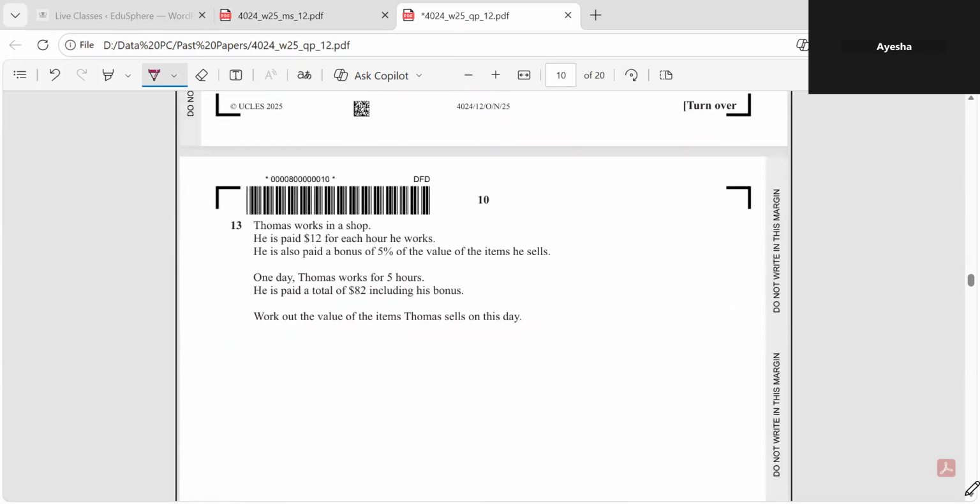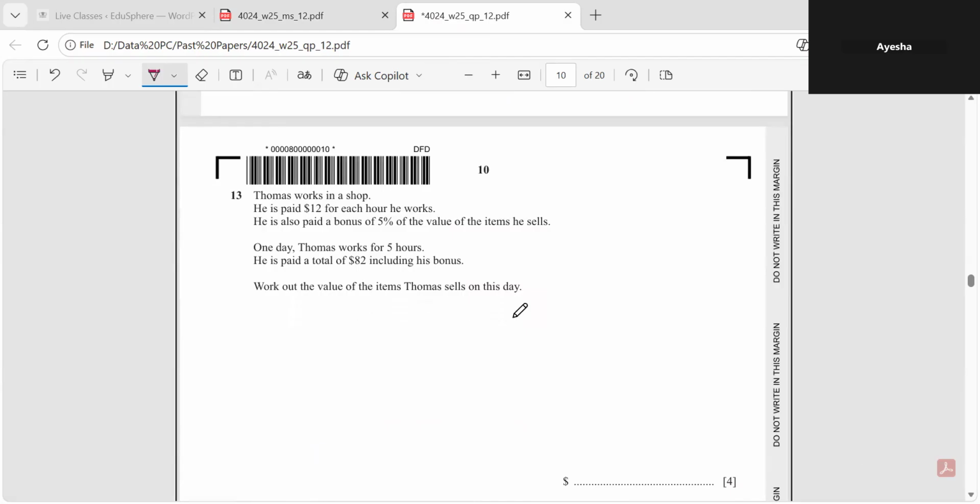Okay, Thomas worked in a shop. He is paid $12 for each hour he works. He's also paid a bonus of 5% of the value of items he sells. One day, Thomas worked for 5 hours. So this is the condition that he is getting paid like this, simple conditions. So this is the one-day condition. Because we know that for 1 hour, he's getting $12 paid, and a 5% bonus of the value.